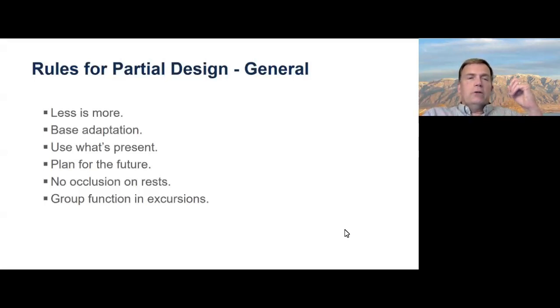We don't want to have occlusion on the rest, so we want to make sure we have enough space interocclusally in the rest areas, or we need to plan for relief in those areas. And then on the denture teeth, we want to make sure we have group function in excursions as much as possible, so that we don't have tipping forces on the partial.